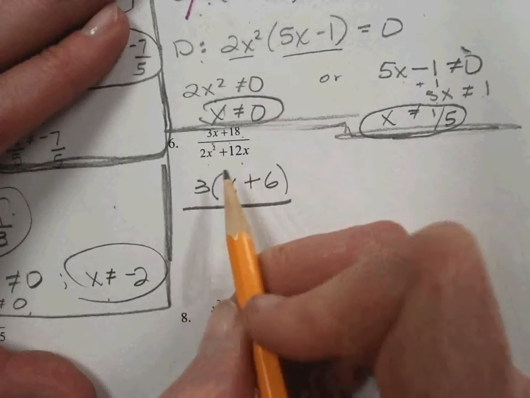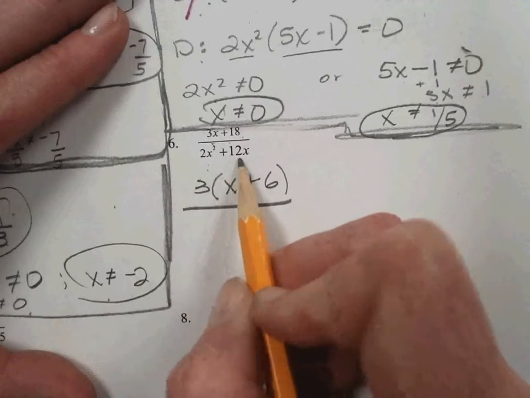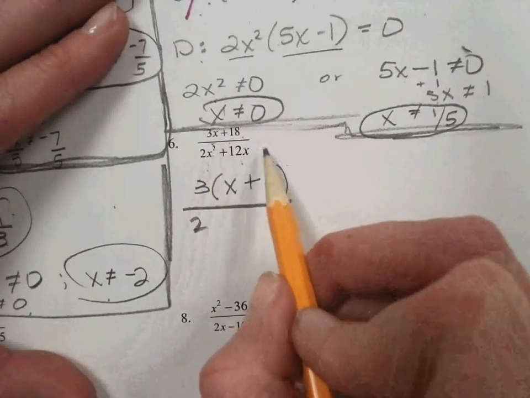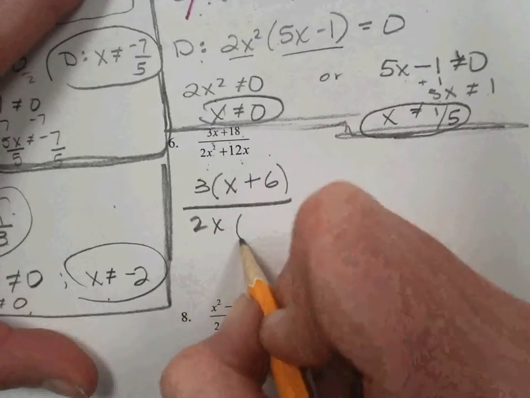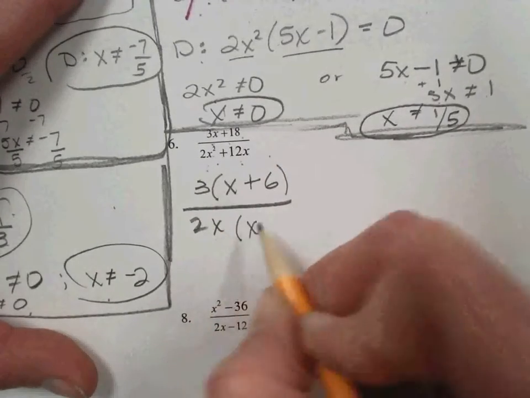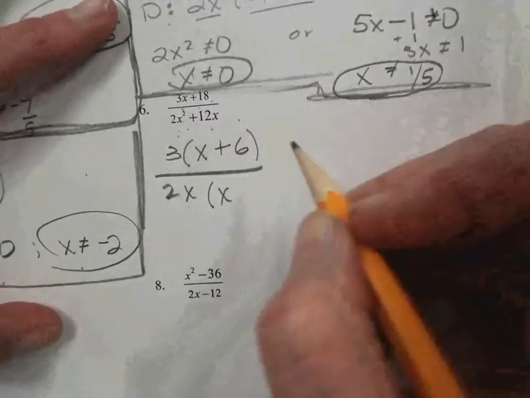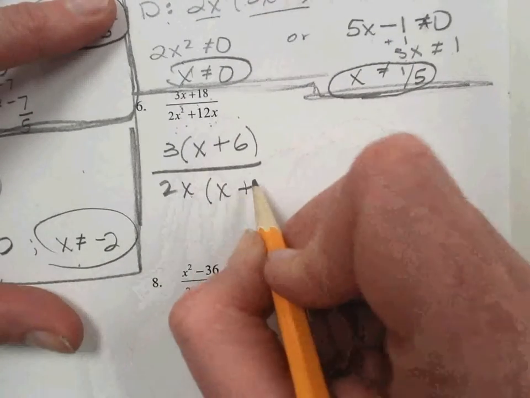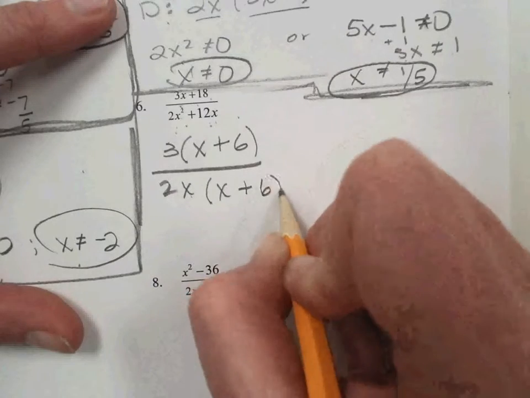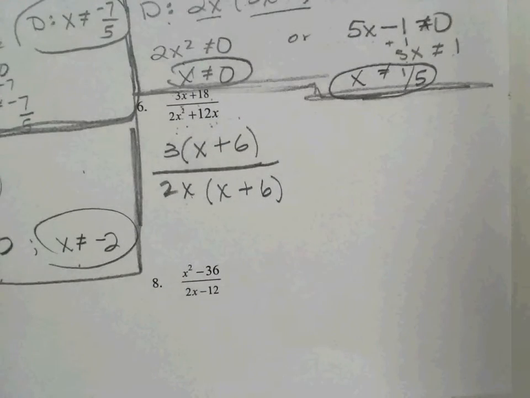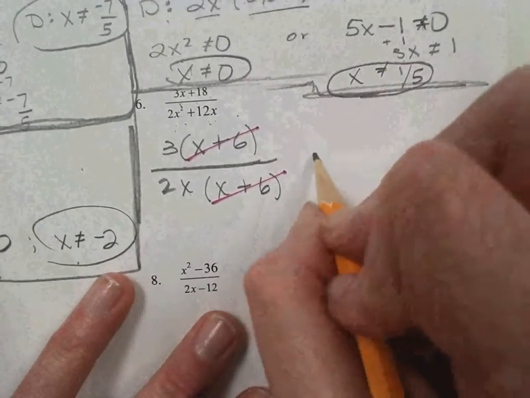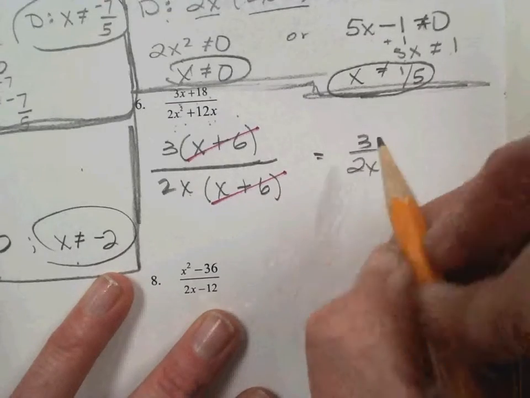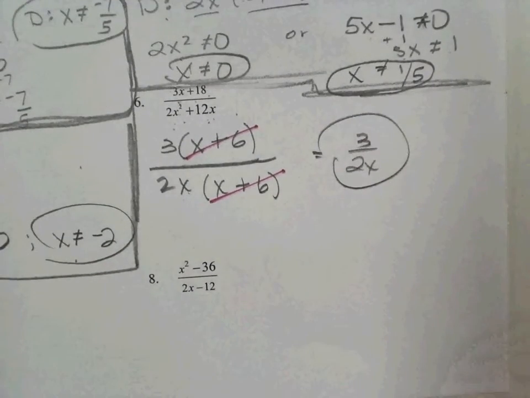so we have 2x squared and 12x. What's the common factor between 2 and 12? 2. And between x squared and x? X. So 2x squared divided by 2x just leaves us with an x, and 12x divided by 2x is just 6. Good. And there it is. This beautiful thing happens where things cancel out. 3 over 2x.